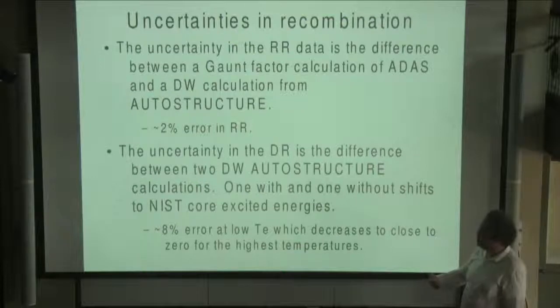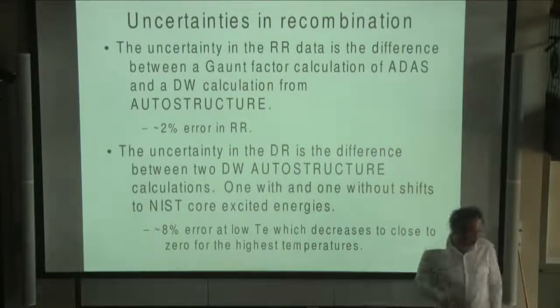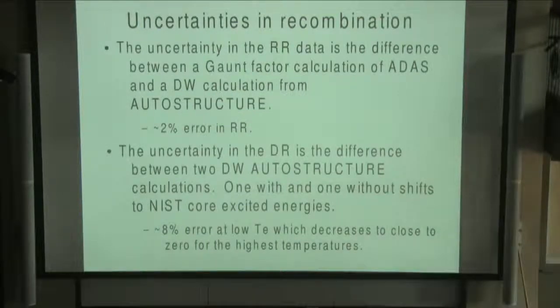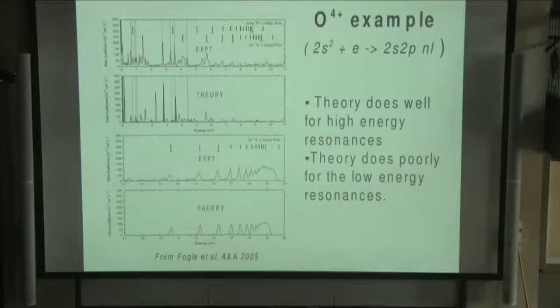One way we would do this would be to run a default calculation where we take the atomic structure we get and the DR cross-section, and then one in which we shift our target thresholds to the NIST core excited energies. Of course, this is probably not a particularly good example because the structure for 6 times ionized species is fairly accurate to begin with. However, in other systems, it can have a large effect.